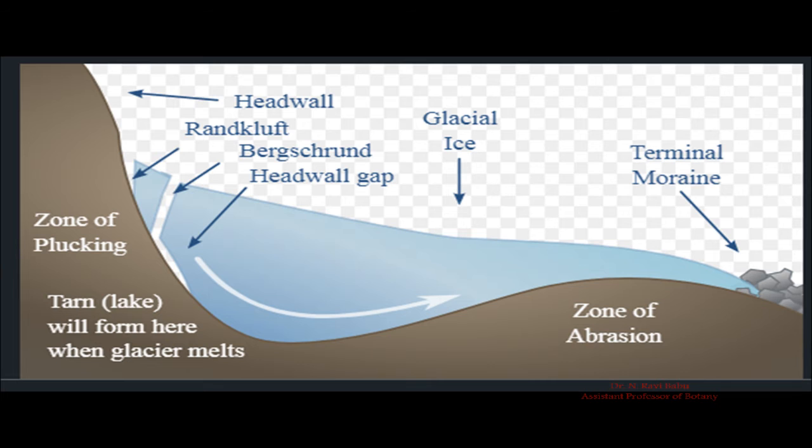Further down, where the glacier negotiates a bend or a precipitous slope, more crevasses or cracks are formed. Further down this glacier, you find more bends or precipitous slopes, and these are called crevasses or cracks, right?